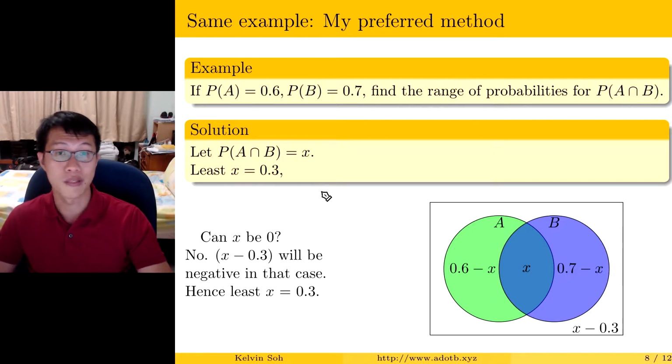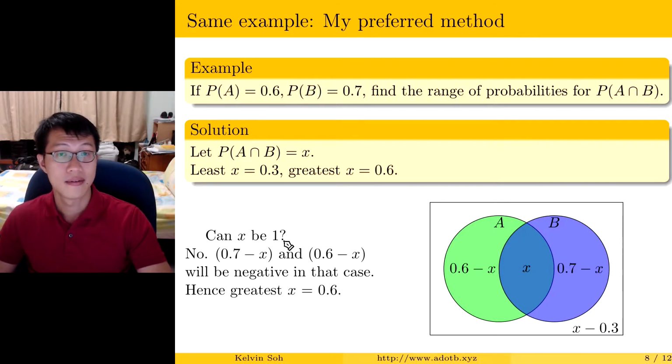Now, for the greatest possible value, can x be 1? It can't be 1 as well because of the quantities 0.6 minus x, as well as 0.7 minus x. So x has to be either 0.6 or 0.7 at the very most. It cannot be 0.7 because if we substitute 0.7 into the quantity 0.6 minus x, we will arrive at another negative value. Hence, the greatest possible value for x is 0.6.